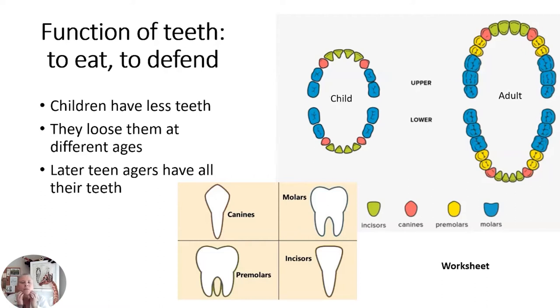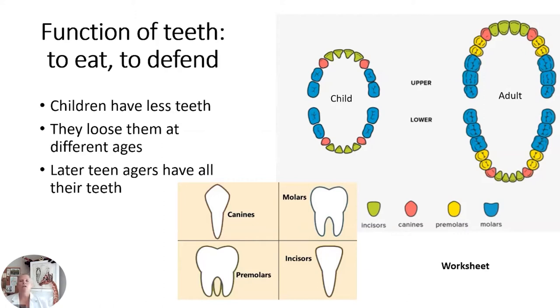So those teeth, again, are waiting down in the bone and up here in the bone. And once you are growing and getting bigger, then those different teeth start to come out. And they all come out at different ages. You know, usually about y'all's age, you start losing some. By the time you're a teenager, you have all your teeth.